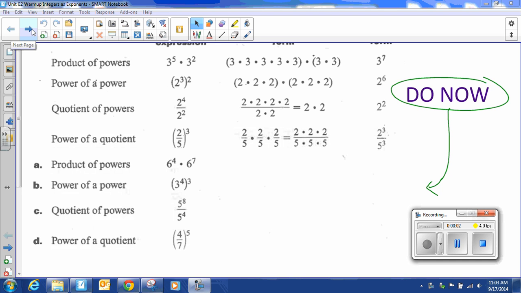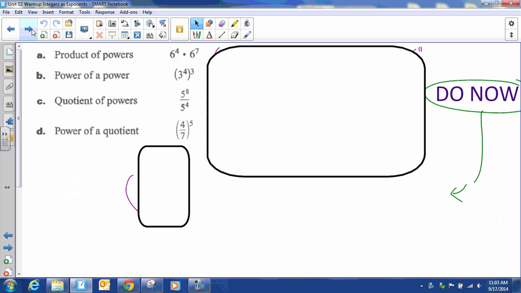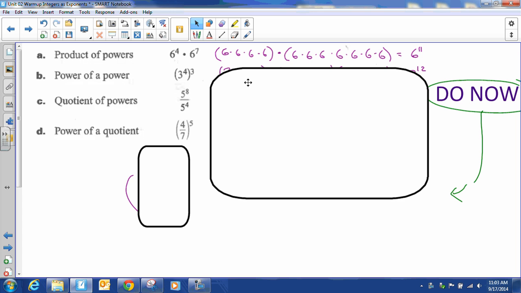Okay, today's lesson will be exponents, more specifically integers as exponents. So to warm you up, we want to expand 6 to the 4th times 6 to the 7th, which is really 6 times 6 times 6 times 6 times 6 times 6 times 6 times 6 times 6 times 6 times 6, which is 6 to the 11th. In other words, we could have done a shortcut by just saying 6 to the 4 plus 7, which is 11, so we add the powers.